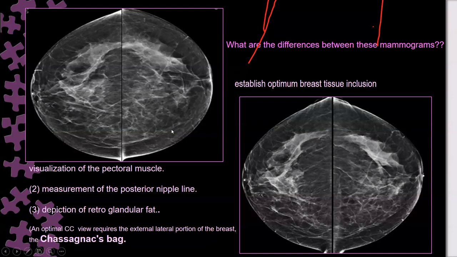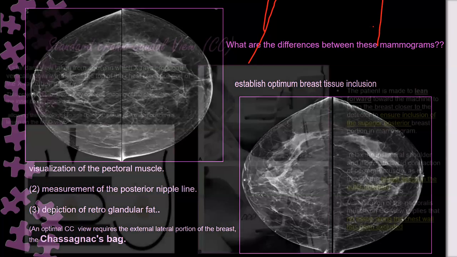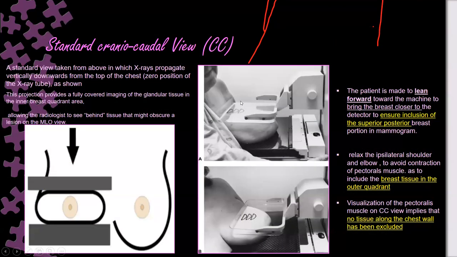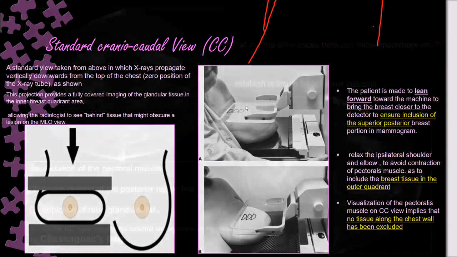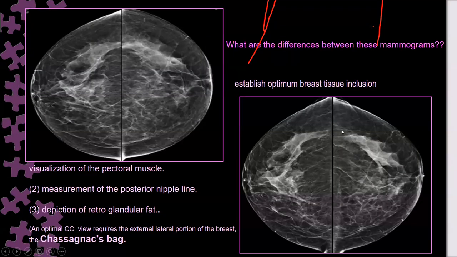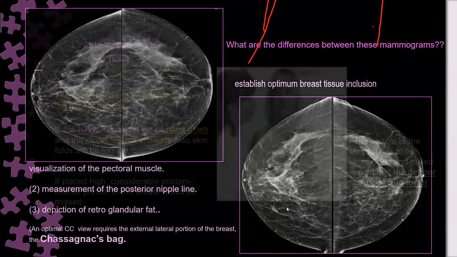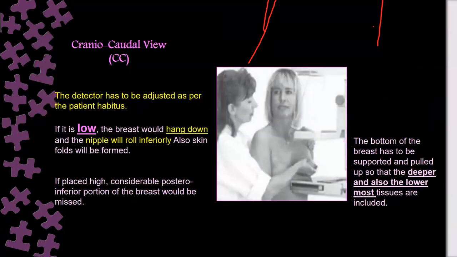Then when they repeat it here, they establish the optimum tissue inclusion. Here, the patient may lean backward, as you have seen. Then they might ask her to lean forward and pull more breast. Now you can see an optimum CC view. And as we mentioned before, the image receptor should not be too low or too high. It should be at the level of the breast.